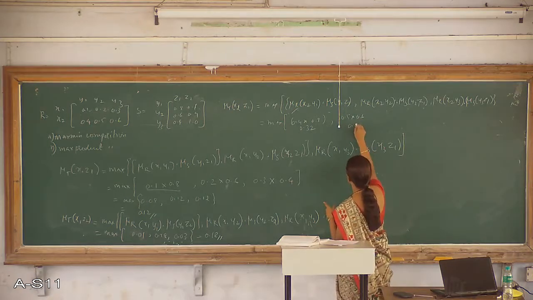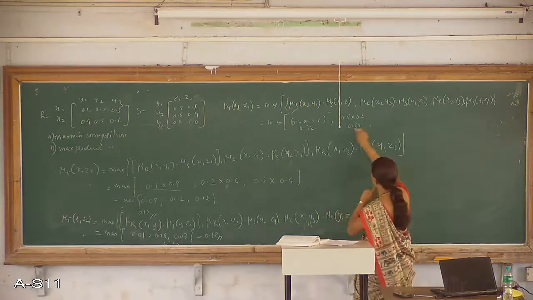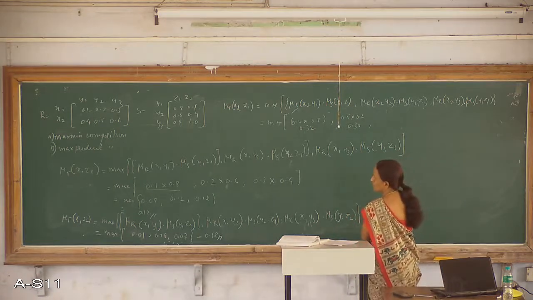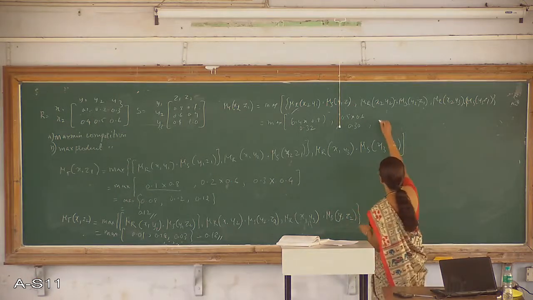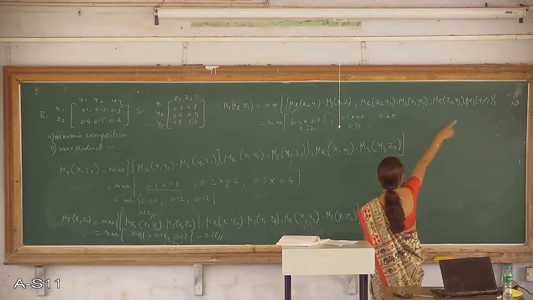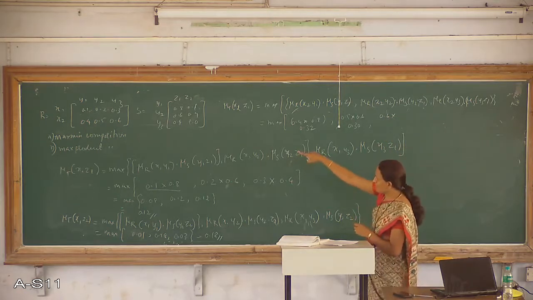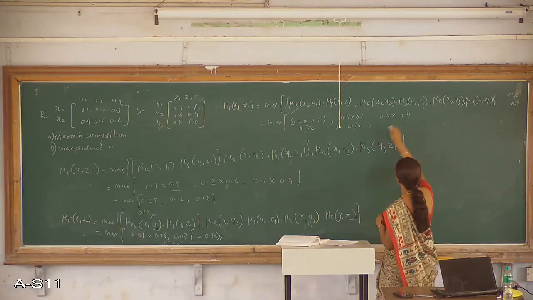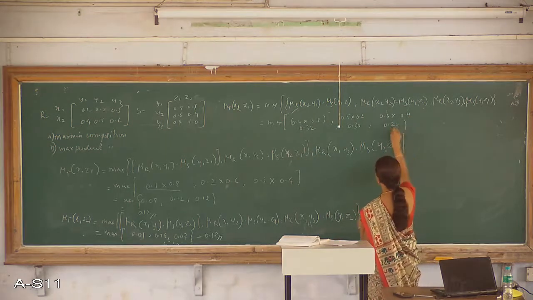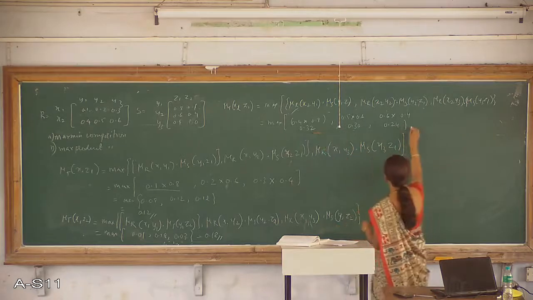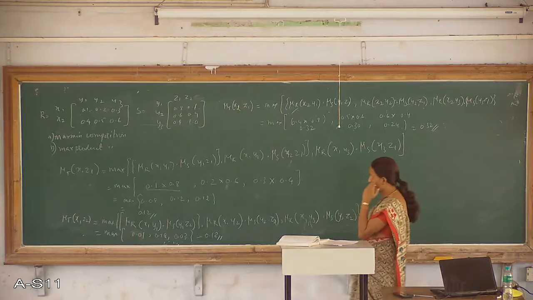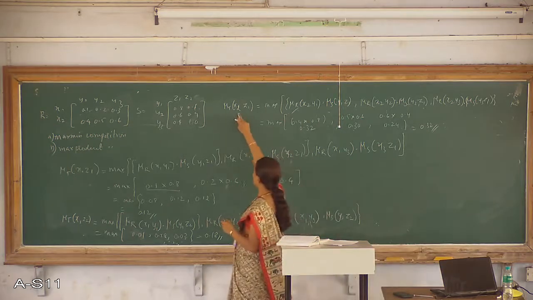So it will give me 0.30. Okay. And the next value will be x2, y3. So x2, y3 is 0.6 into y3 z1. So y3 z1 is 0.4. So this will give me 0.24. So the max among these three values will be 0.32. So this will be my answer with the max product composition of mu t x2 z1.